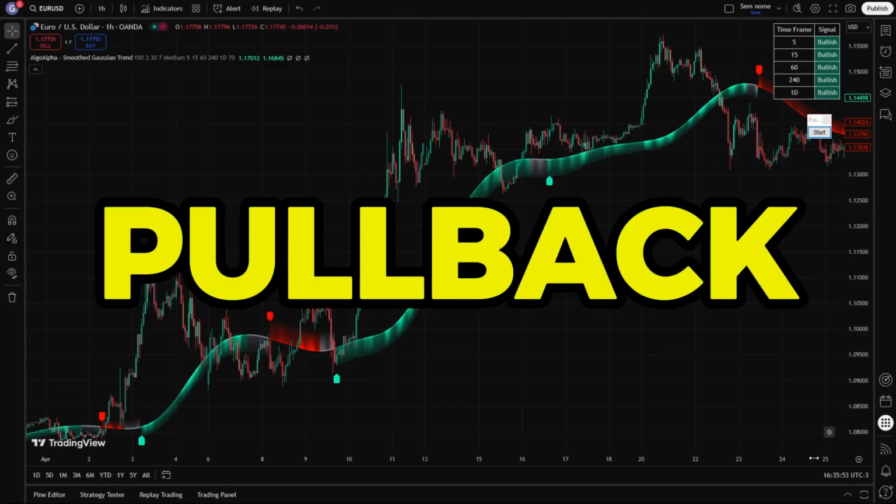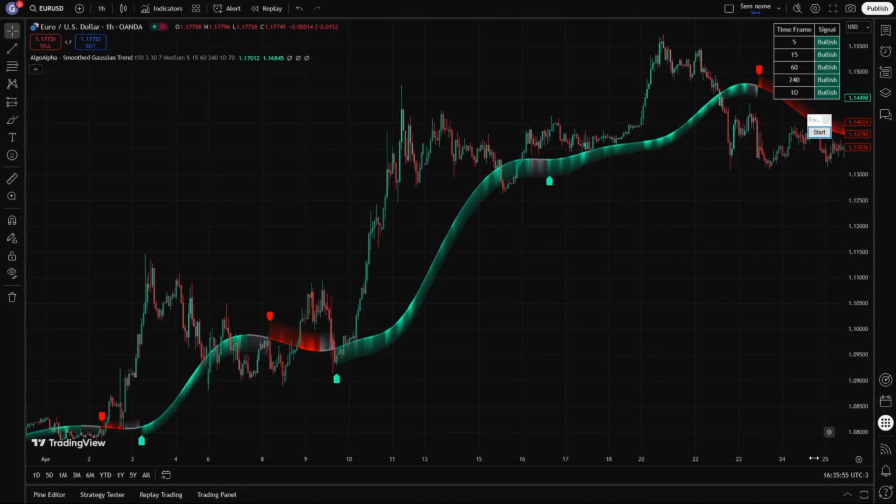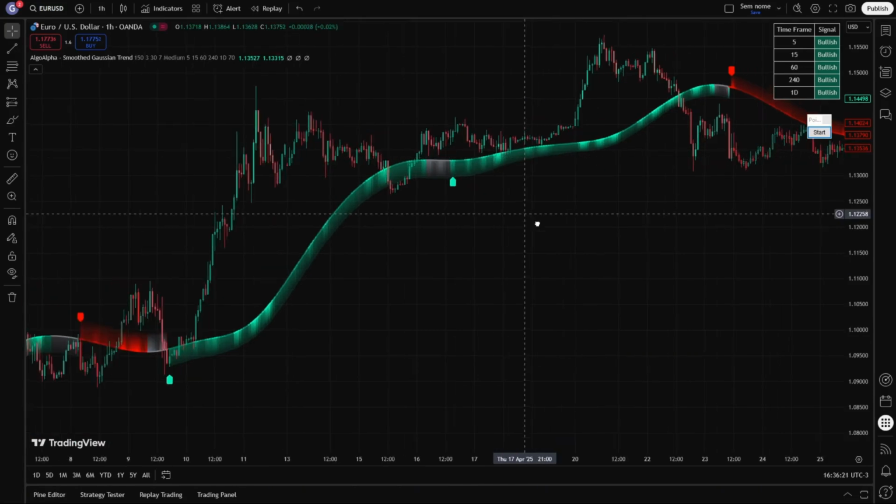Rules for a buy entry. At least 4 out of the 5 time frames must be in an uptrend. The price needs to make a pullback and touch the Gaussian band, which is exactly this band right here. But it can't close below it, or if it does close below, it must quickly move back above. And you should wait for some kind of buy trigger, like what happened here.